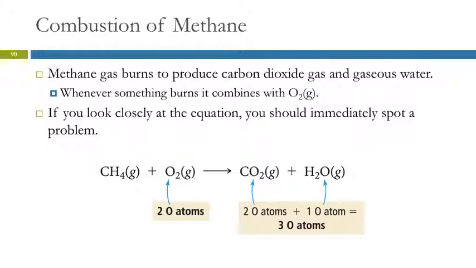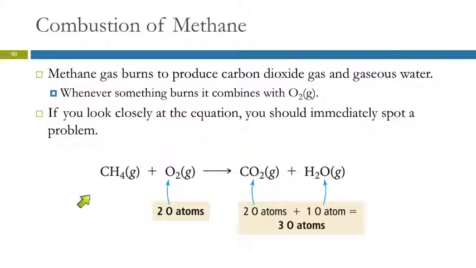Methane burns to produce carbon dioxide gas and water. So here's the formula for methane. It reacts with oxygen. Here, oxygen is the element. Oxygen is a diatomic element, so when we see it present as an element, it's O2. It produces carbon dioxide and water.